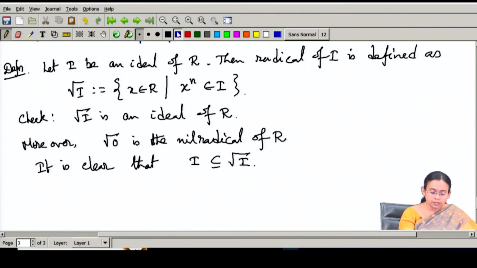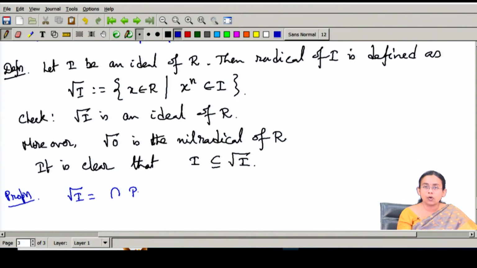And using the same proof that we have observed for characterizing the nil radical, where we have seen the nil radical can be written as the intersection of all prime ideals, we can now give a characterization of the radical of an ideal. So, let me write it down. It says that the radical of an ideal is nothing but the intersection of all the prime ideals P such that P contains the ideal I. So, here P is prime and P contains I.